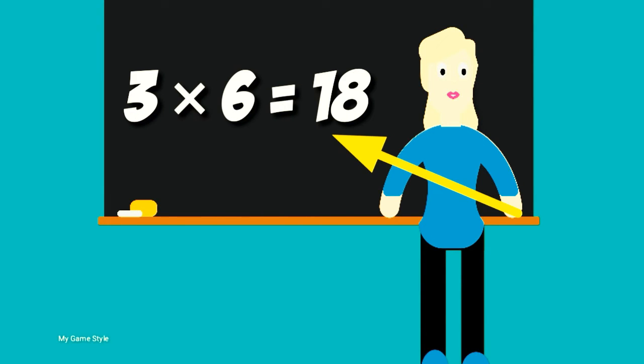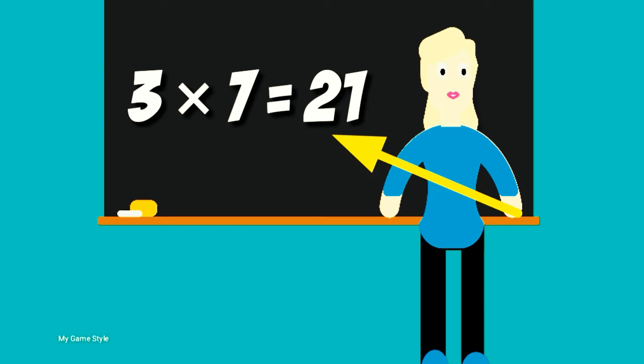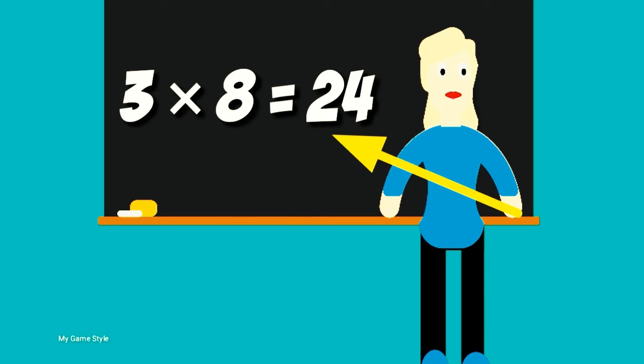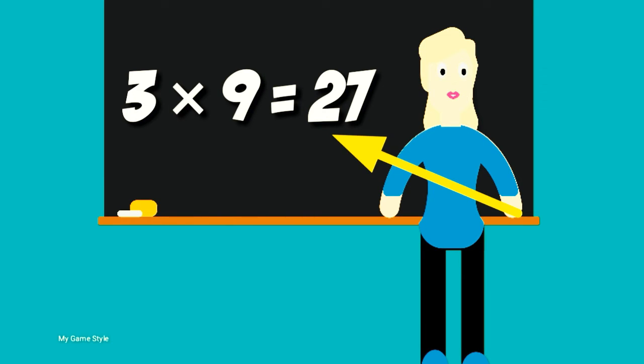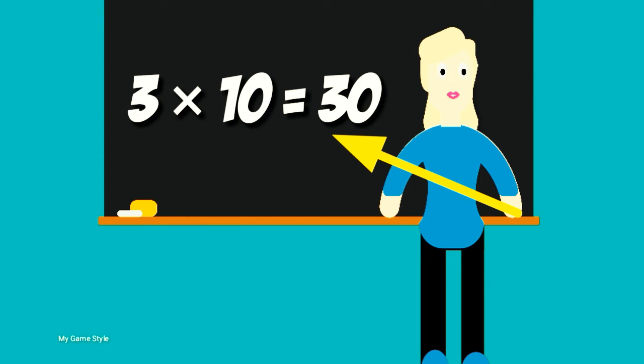Three sixes are 18. Three sevens are 21. Three eights are 24. Three nines are 27. Three tens are 30.